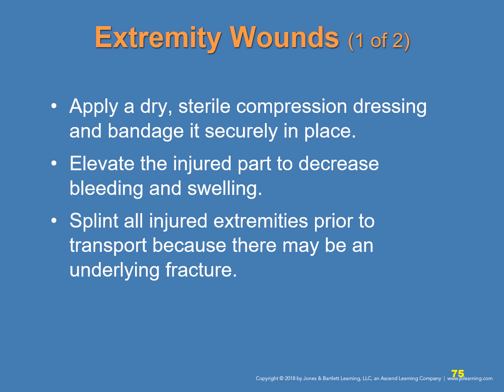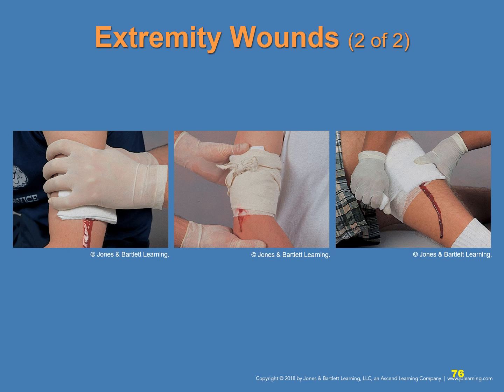Extremity wound. Apply a dry, sterile compression dressing and bandage it securely in place. Elevate the injured part to decrease bleeding and swelling. Splint all injured extremities prior to transport because there may be an underlying fracture. The figure below shows bandaging an extremity wound. Left, place a dressing over the wound. Center, secure the dressing with a cravat, and secure the dressing with a roller bandage.